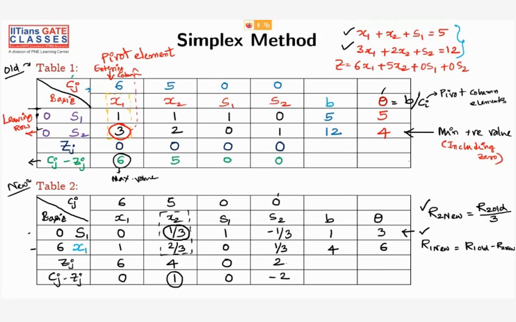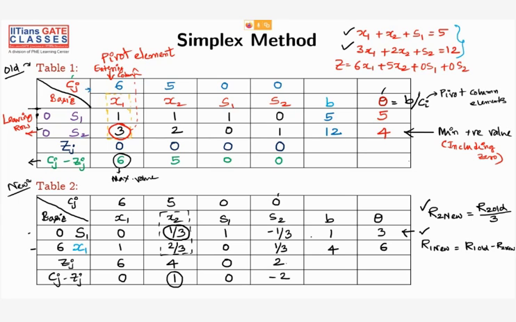Sir, one doubt. Sir, 12 divided by 3 is 4. Then in the upper row, R1 means I'm updating this by subtracting: R1 old minus this R2 new, right? So 1 minus 1, 1 minus 2 by 3, 1 minus 0, 0 minus 1 by 3, 5 minus 4, 1. Okay? Got it. So for each column, it's like a formula, right, sir? Yes. Okay, sir. Thank you.